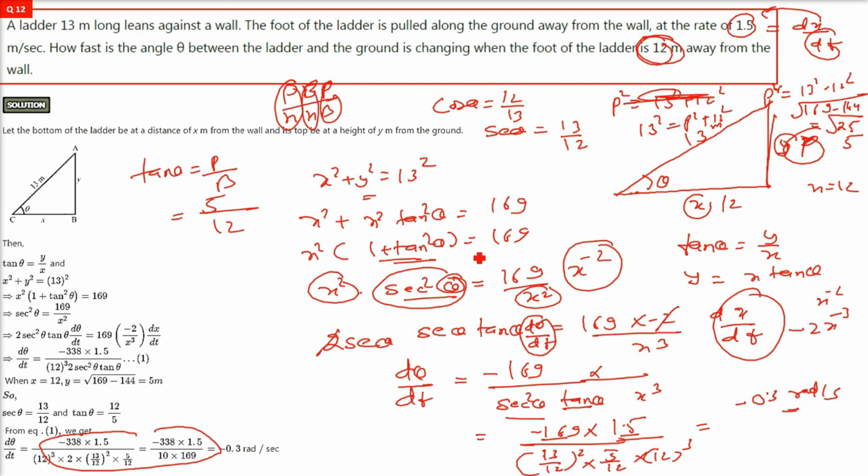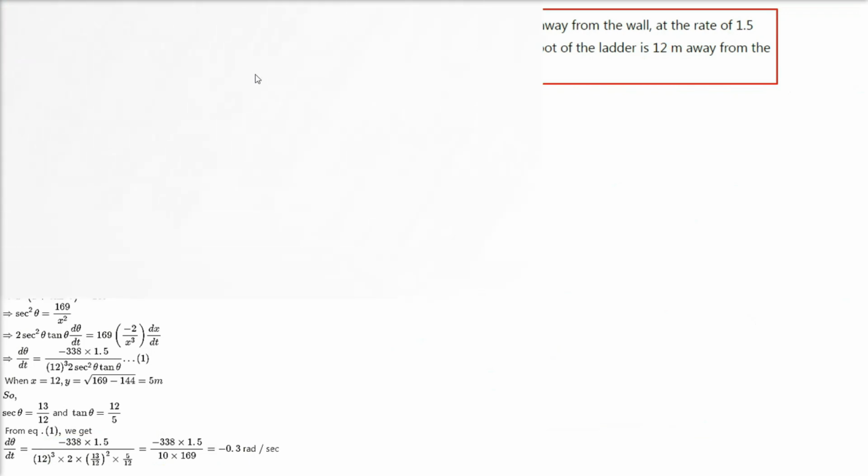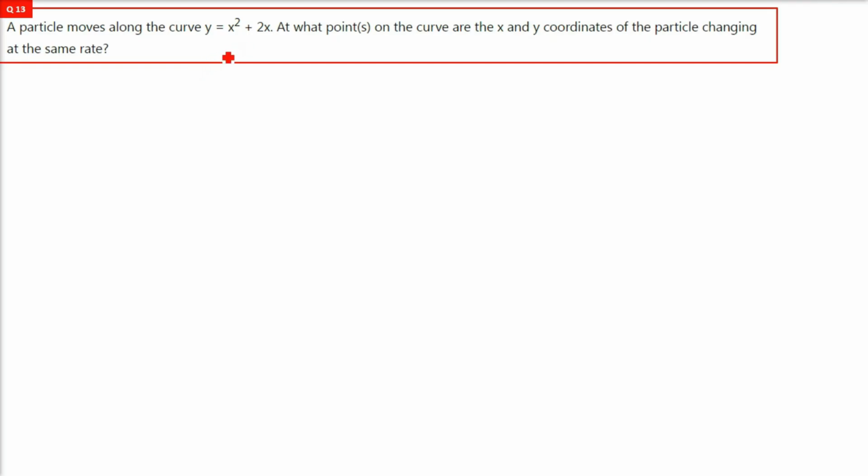Alright, I hope you got the idea. Many questions of the same sort we have solved, where there will be a moving x and a moving y. Most of the time dx by dt or dy by dt we have to form. A particle moves along the curve y is equal to x square plus 2x. This is a curve.